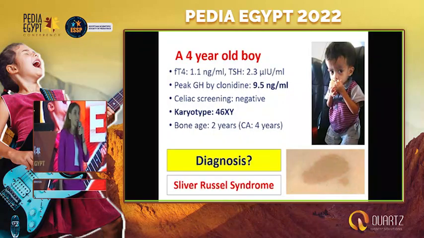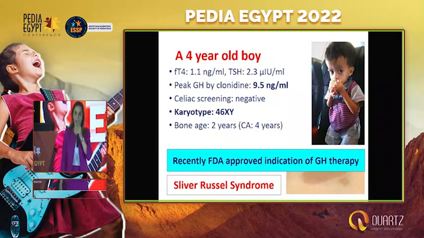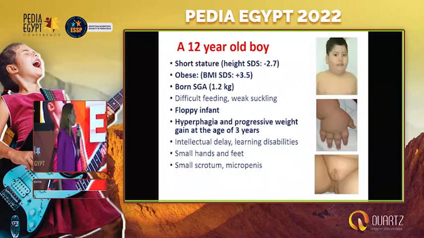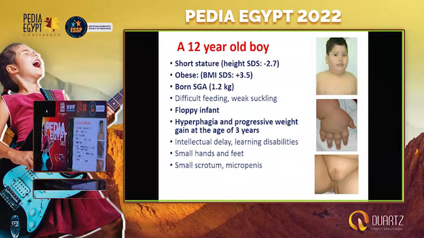This is Russell-Silver syndrome, and Russell-Silver recently was FDA approved, again, indication for growth hormone therapy. What about this 12-year-old boy who came with short stature and obesity? He was born SGA, and then he started to develop very rapid weight gain, difficult feeding. He was a floppy infant. He developed hyperphagia and progressive weight gain at the age of 3.